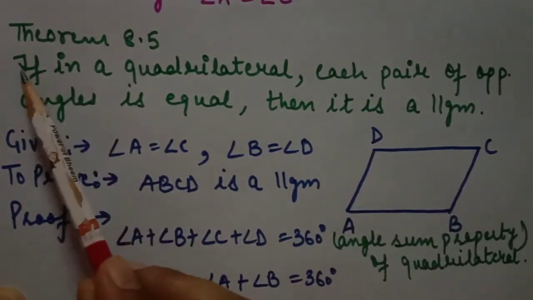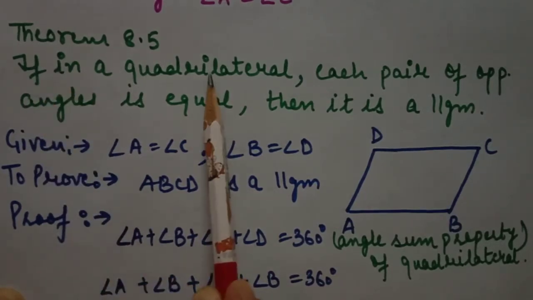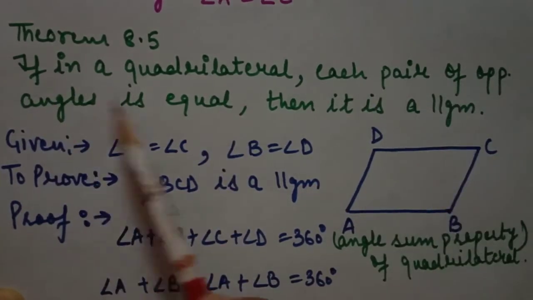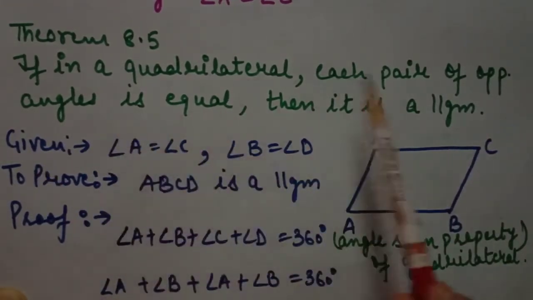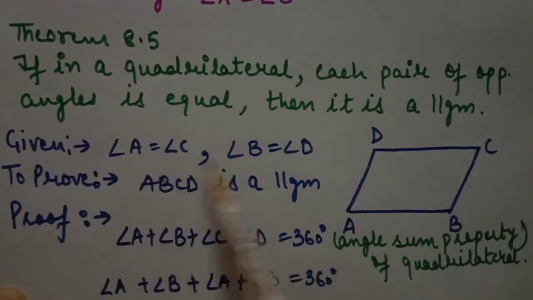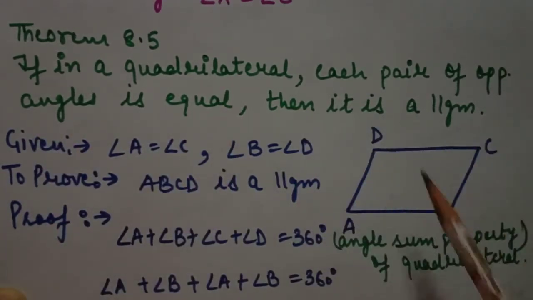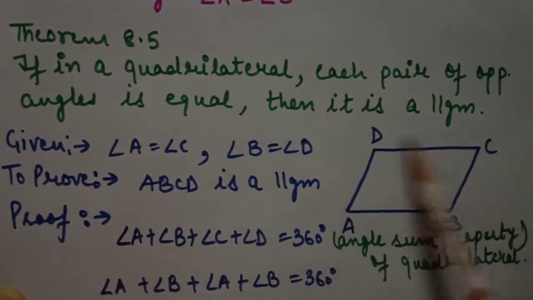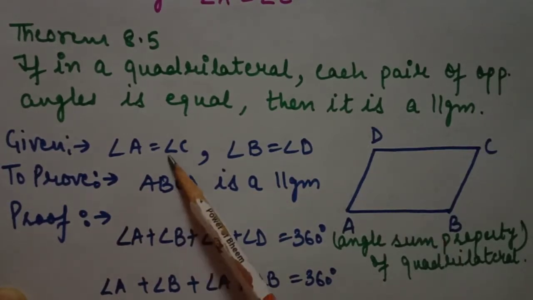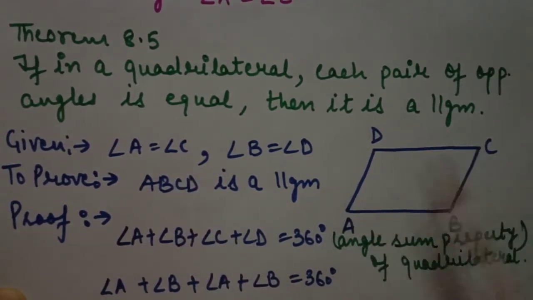So students, read it again. If in a quadrilateral each pair of opposite angles is equal, then it is a parallelogram. So students, what is given? We have each pair of opposite angles equal, it is given, and we have to prove that it is a parallelogram. First of all, we draw a quadrilateral ABCD and one relation is given. Opposite angles are equal. Angle A and angle C are equal to each other. Angle B and angle D are equal to each other. We have to prove that ABCD is a parallelogram.